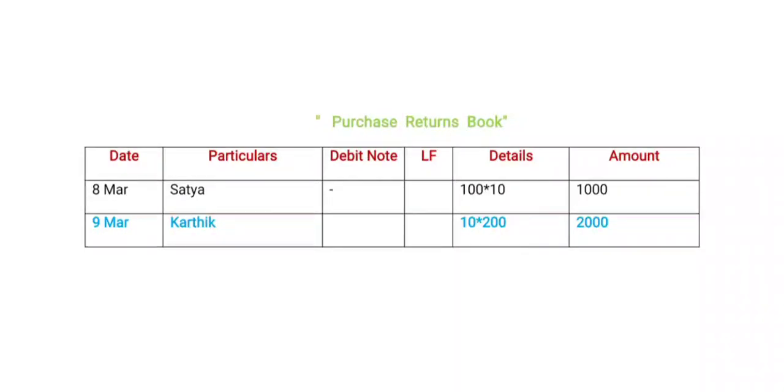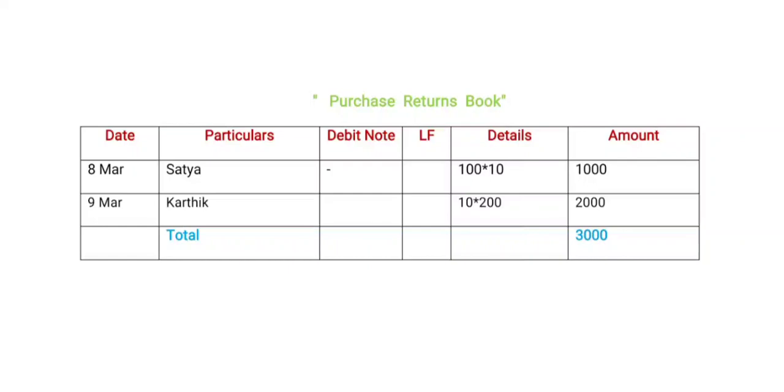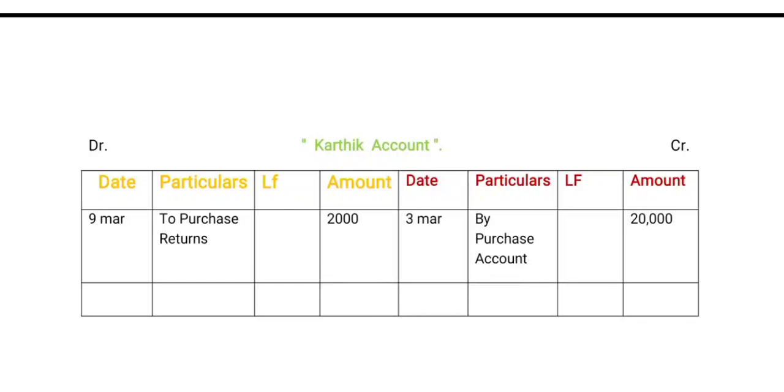Now we are going to Karthik's account. Going to Karthik's account, we observe there is no other purchase returns transaction. That's the reason we are closing this account. Now the total is 3,000. Purchase is always credit to the supplier account, so purchase return is always debit to the supplier account. That's the reason we take the debit side, date column 9th March, to purchase returns, 2,000. Then there is nothing else related to Karthik's account, so we are taking the balance.